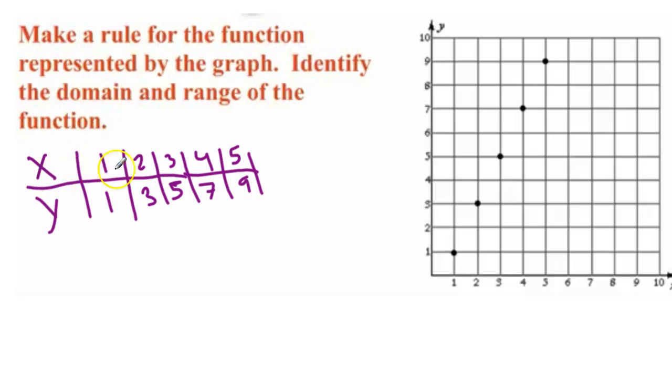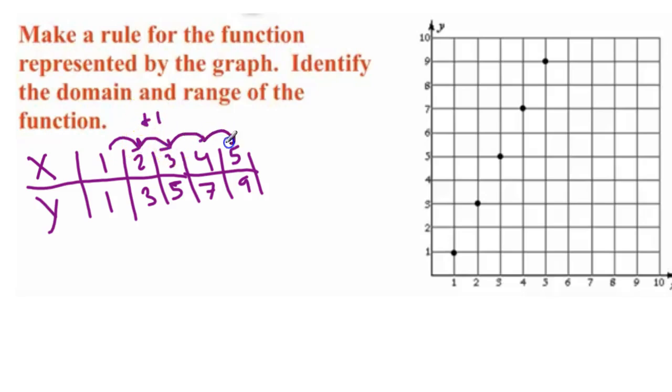So the first thing you can do to figure this out, look at the x values. If they're increasing by the same amount every time, these are all increasing by 1. It goes 1, 2, 3, 4, 5, right? They're all going up by 1. Oh, that's a plus 1. I'll write plus 1 right there for you.